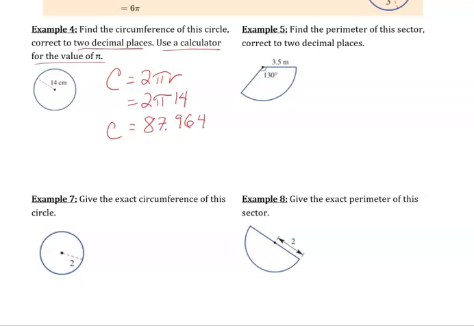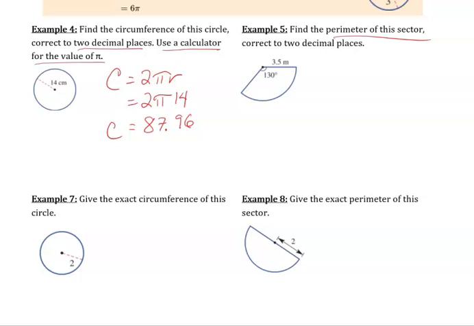So just to remind you about your rounding rules, because that 4 is less than 5, I quote unquote round down and leave that as 96. I don't actually take it back to 95, I leave it as 96. So now I'm going to find the perimeter of the sector. Again, correct to 2 decimal places.